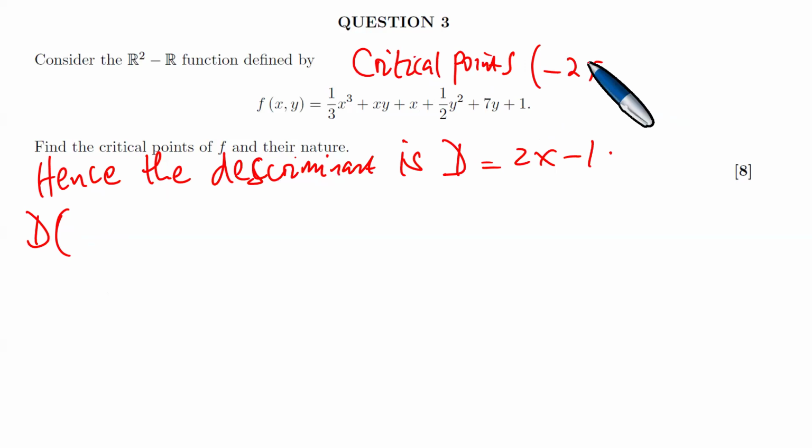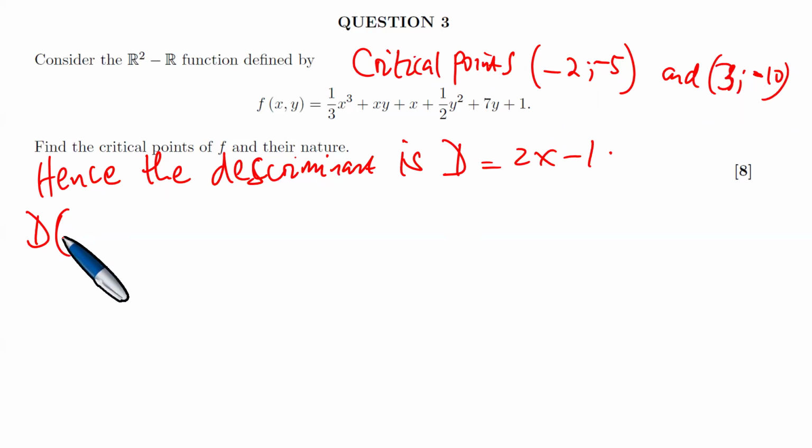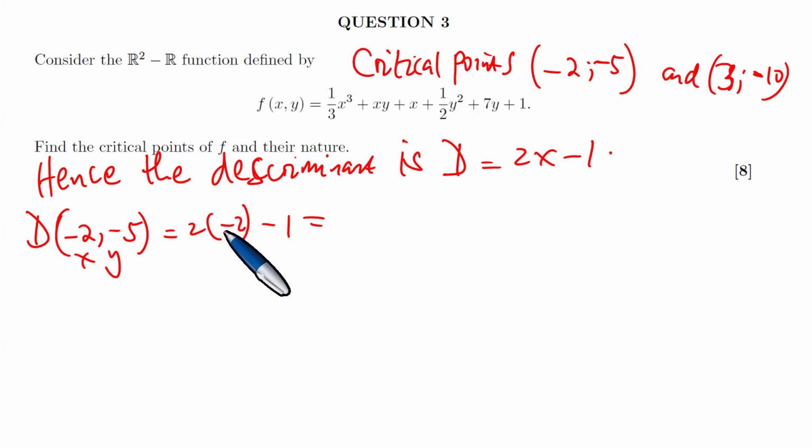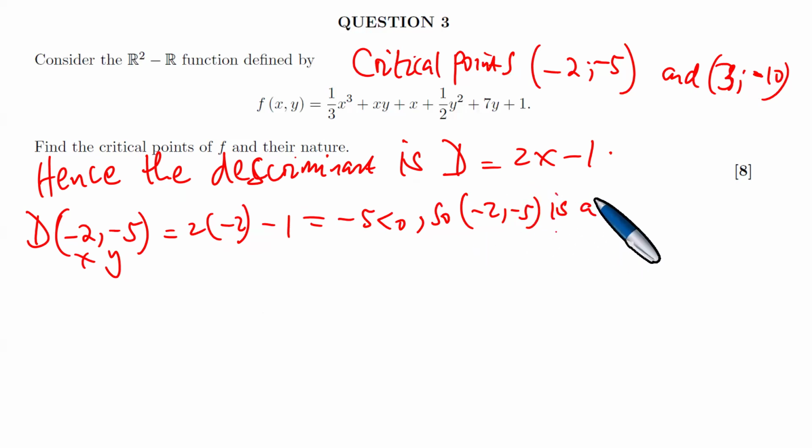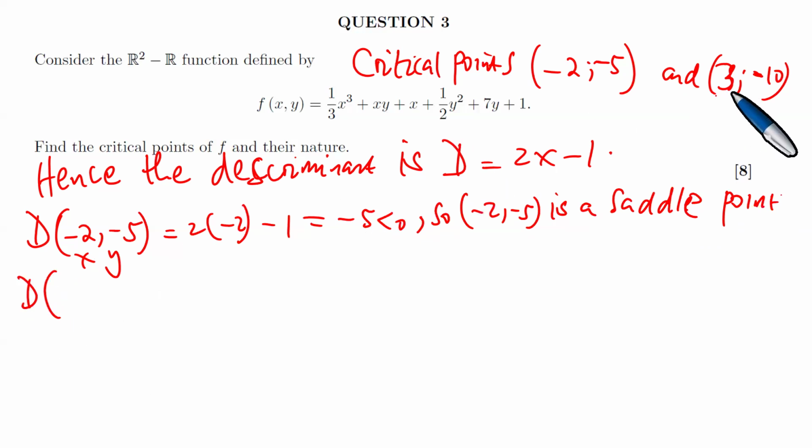So the critical points we found are (minus 2, minus 5) and (3, minus 10). Now we're going to evaluate the discriminant at (minus 2, minus 5). X is minus 2, which gives minus 4, minus 1, minus 5, negative. So minus 2, minus 5 is a saddle point according to the classification, because the discriminant is minus 5, negative, at this critical point.